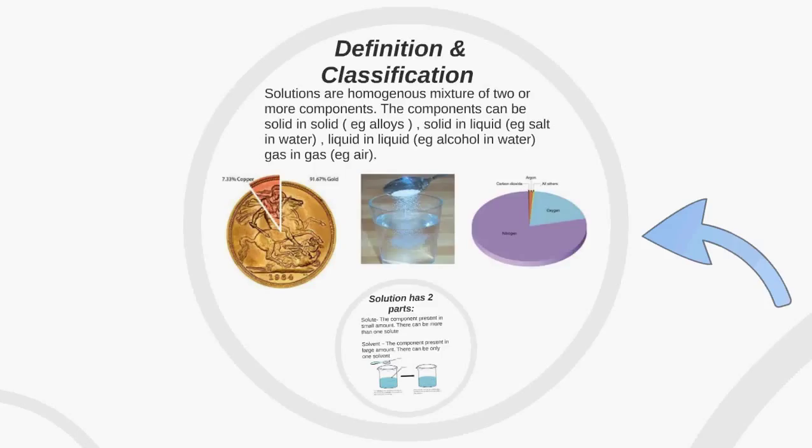Now the components can be solid in solid, example alloy. A 22 karat gold contains copper in gold. It can be solid in liquid, example salt in water, even sugar in water, or liquid in liquid, example alcohol in water, or gas in gas, example air. Air contains carbon dioxide, oxygen, water vapor, inert gases, and nitrogen.